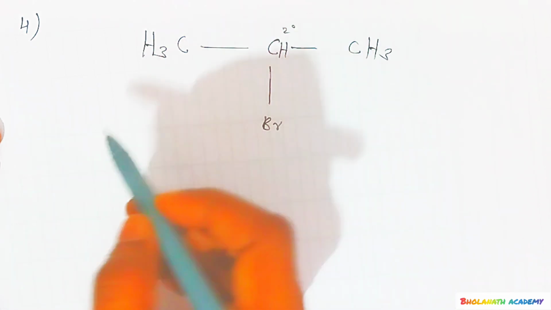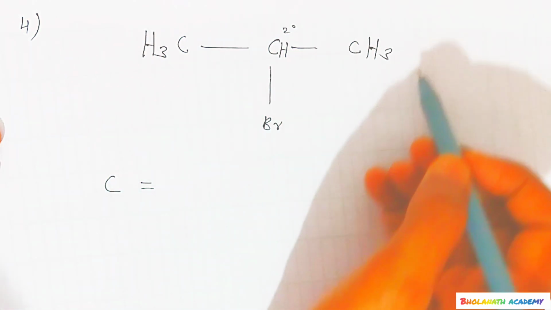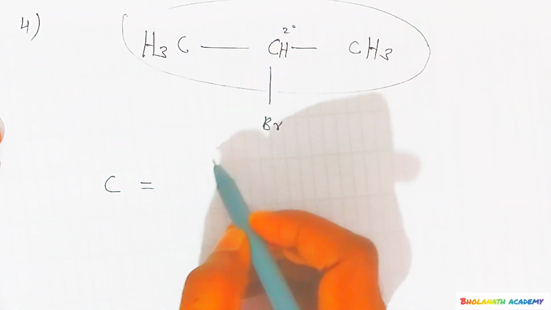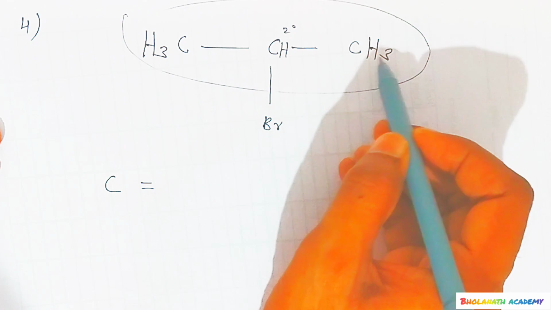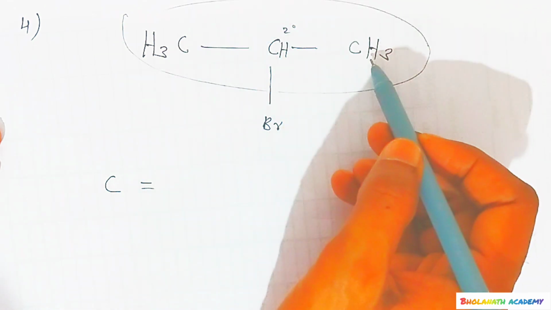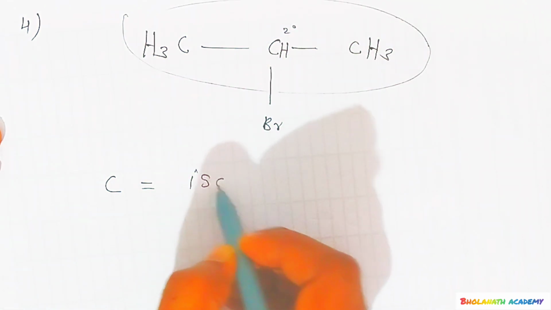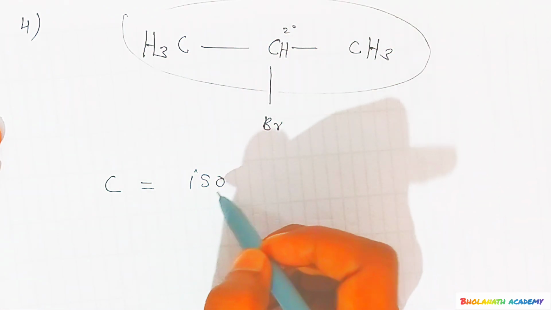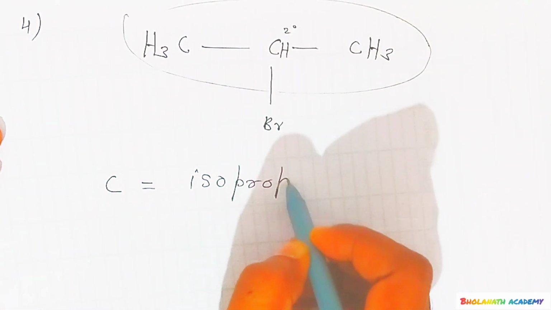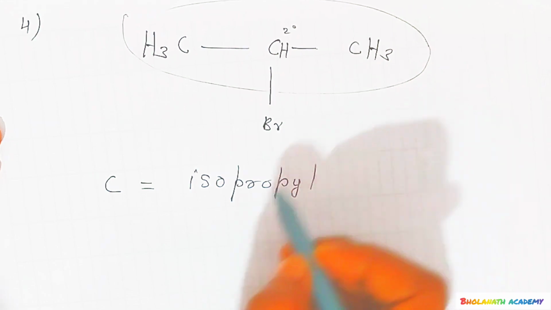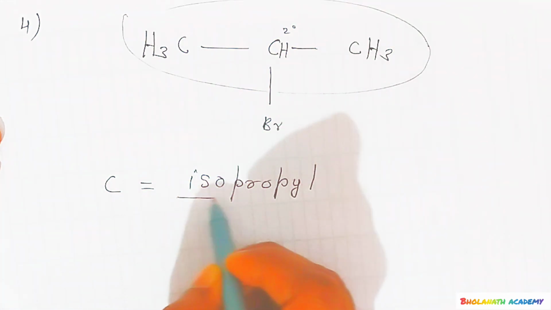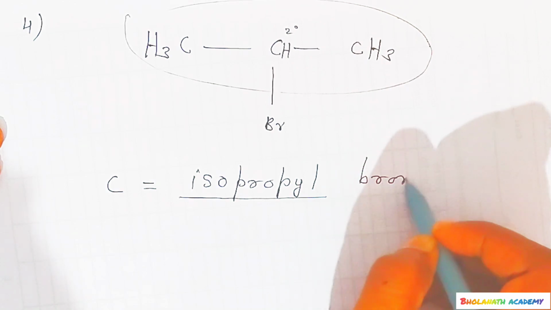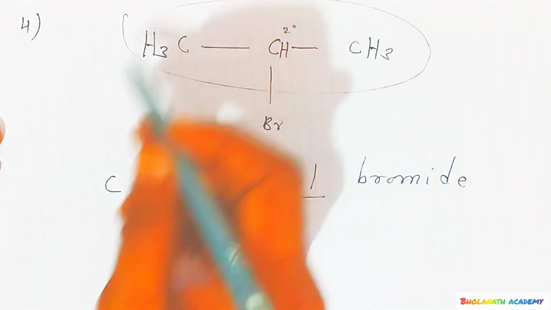Now see how to name, students. For the common name we are writing the alkyl first. So which type of alkyl, students, here? This carbon is containing the same methyl groups, so for that, students, we will write iso. Same number of groups if they are attached to the second degree carbon, so we will use isopropyl. And then we'll name the halogen, that is isopropyl bromide. So this will be the common name of this molecule, students.